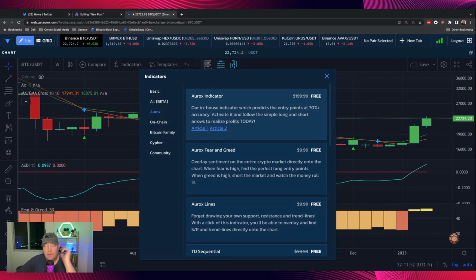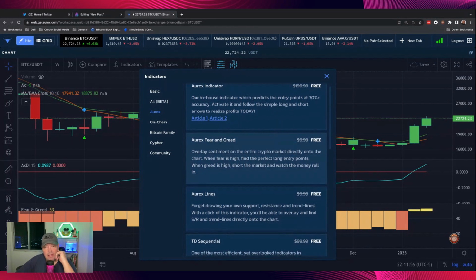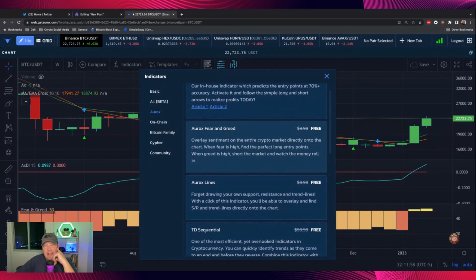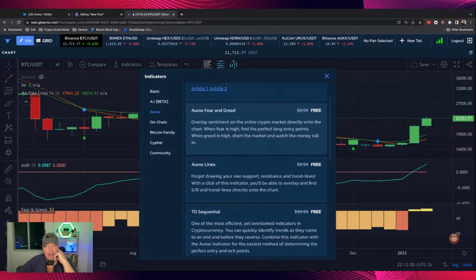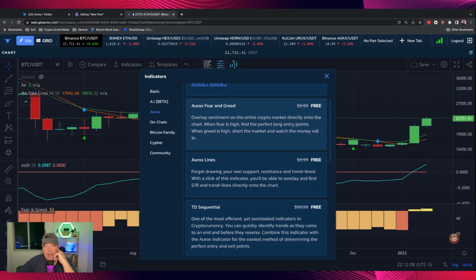Now, I've been using it since 2017, and this thing does not fail me. I use it on the weekly and the monthly, and you could use it on the daily if you just want to have some fun with it, but I do not recommend the daily as something to trade with, weekly or monthly, okay? The fear and greed overlays the sentiment of the entire crypto market directly onto the chart. When fear is high, find the perfect long entry points. When greed is high, short the market and watch the money roll in.